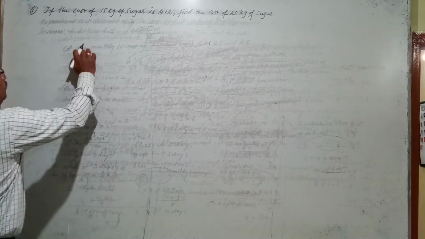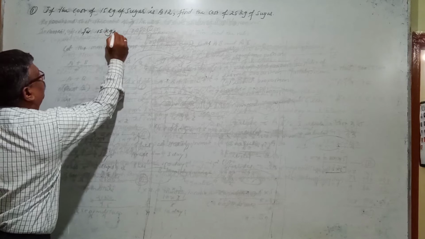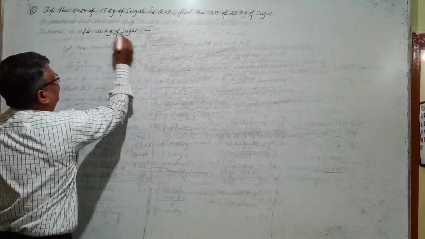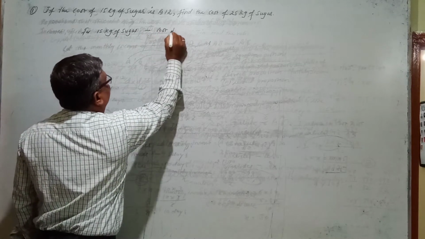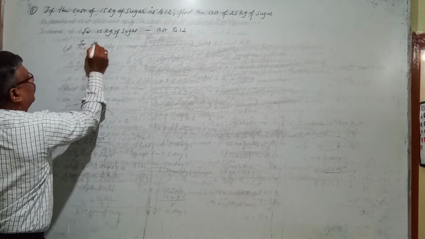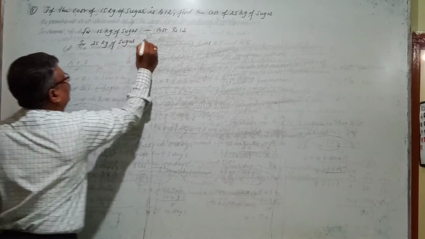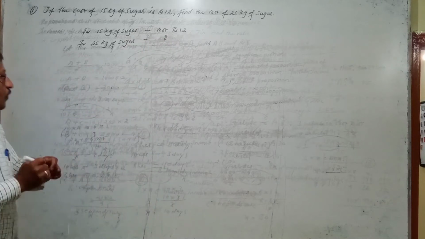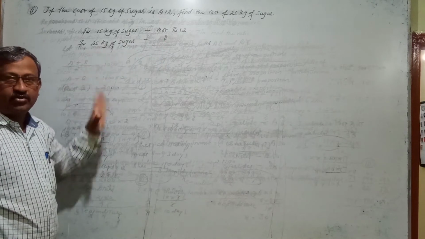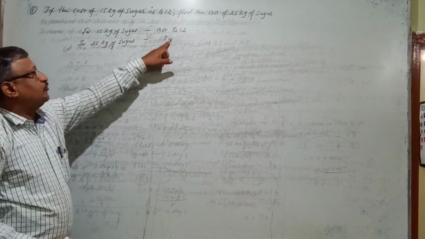So how you have to put the equation here? If 15 kg of sugar cost rupees 12, so I want what is the cost of 25 kg of sugar. What will be the cost of 25 kg of sugar? It is not known. So what I will do, I will assume x. Suppose 25 kg of sugar cost you x rupees.